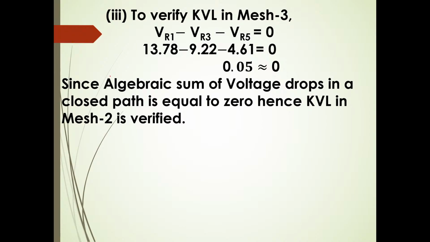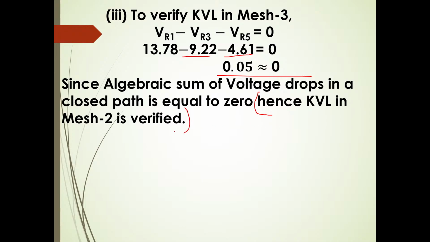Whatever voltage drops you get in a closed path, depending on the current direction that you take, you may get positive or negative. Whatever voltage drops we got earlier were all positive, we didn't get any negative value. But if you consider all positive, then in this mesh 3 the KVL will not be verified. In order to verify KVL, the VR3 and VR5 voltage drops must be negative, then only KVL will be verified. You see 0.05 is approximately equal to 0.